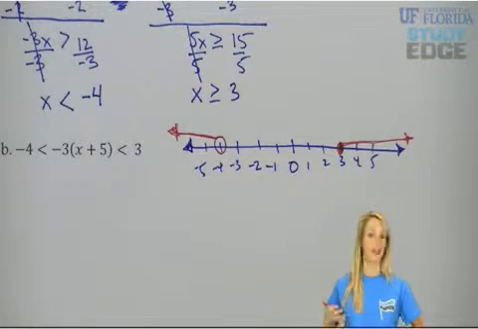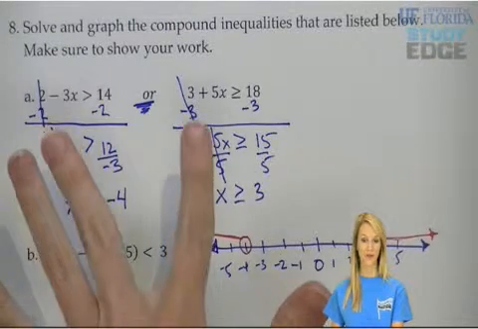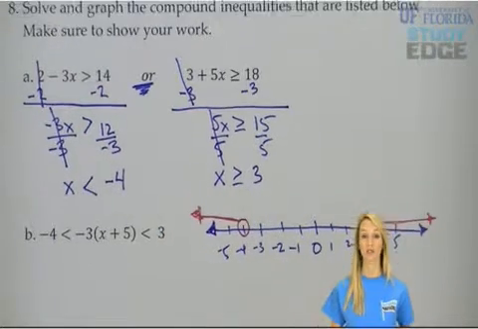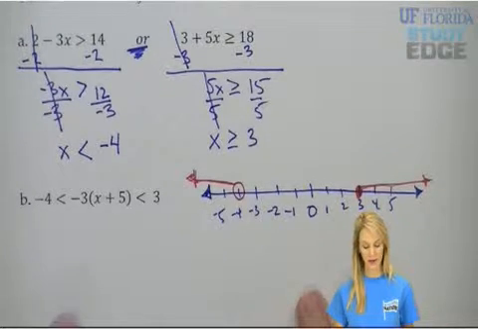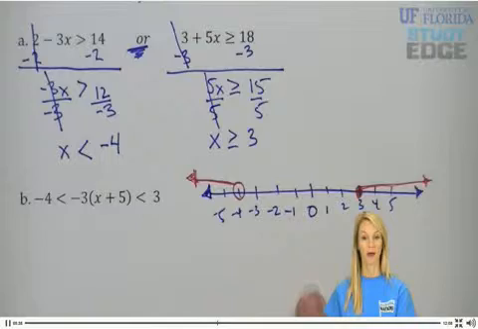And you guys, that's it. We just solved that compound inequality. We just have two different expressions, two different equations giving us possible values for X. We figured out, you know what? X could be less than negative 4, or it could be greater or equal to positive 3.